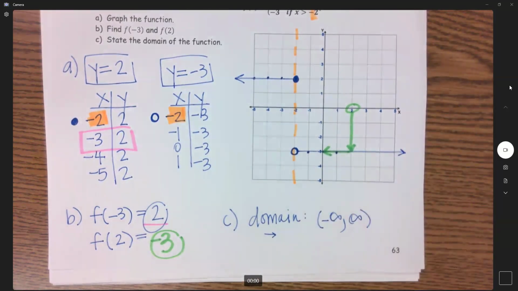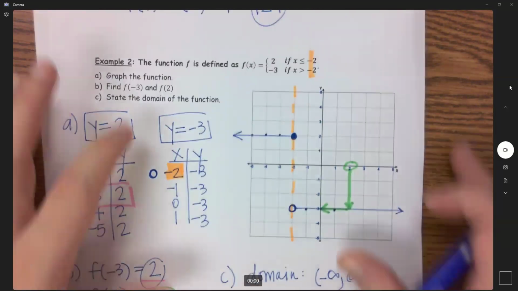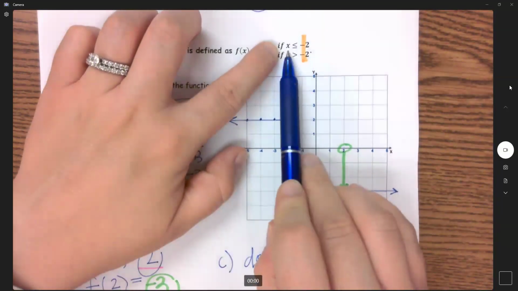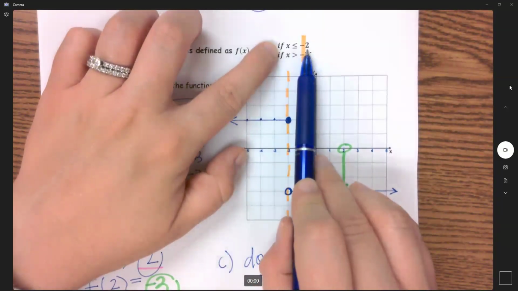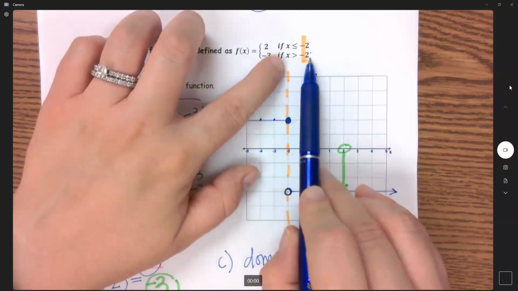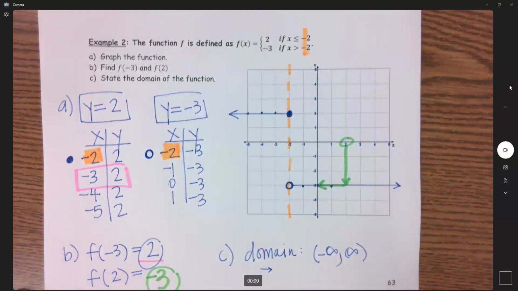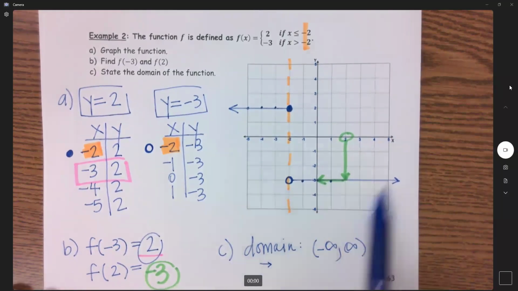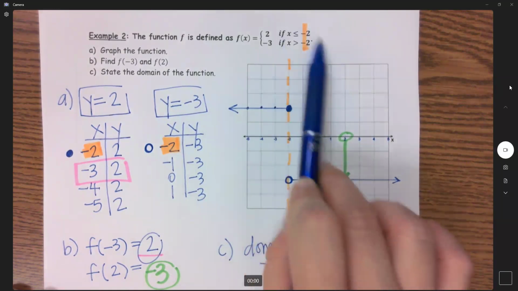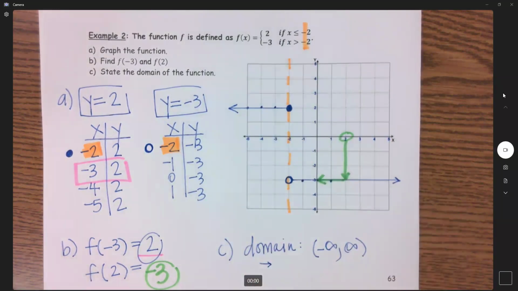So our domain is all real numbers or -infinity to infinity, which honestly you can look at right here. It says the exact same thing. When my x is less than or equal to -2, and when my x is greater than -2, we're not excluding any number whatsoever. So you can either look at your graph or look at the domain right here in your function.